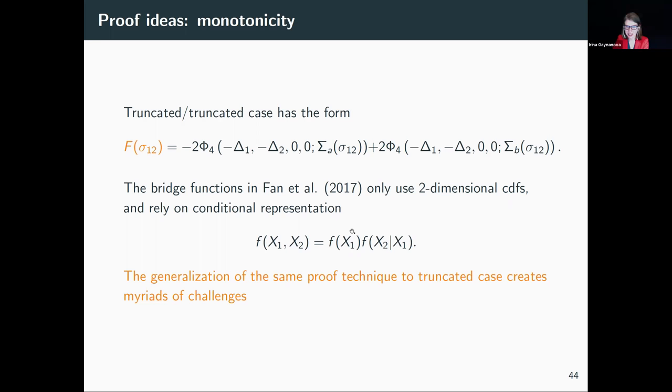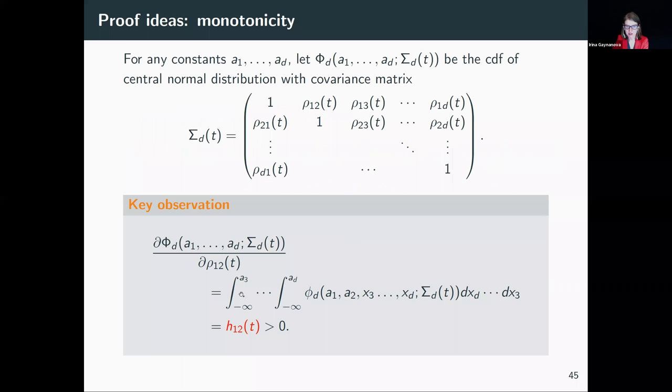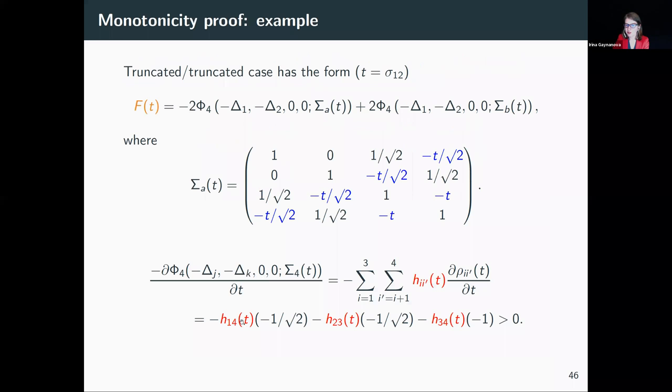What we actually had to do is to use this result. Essentially, if you have a d-dimensional normal CDF and you take a derivative with respect to one element of the correlation or covariance structure, then that derivative can be written as an integral of a strictly non-negative quantity. That is actually how you get monotonicity to begin with. Then all you need to do is argue that the constant H1 is bounded, since essentially you have multiples of them.